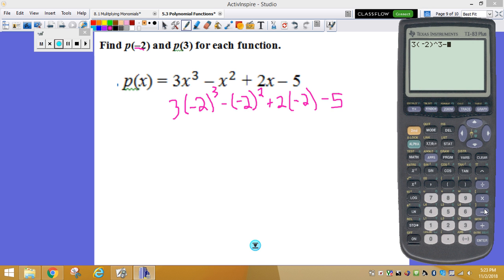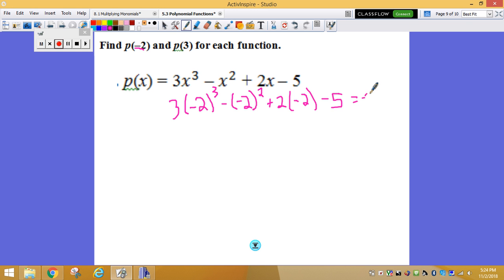Then I have a minus. I'm going to do a parentheses and do another -2, and that one's raised to the second. And then I got plus 2 in another parentheses, and I got a negative 2. There was no exponent on that one. And then I'm going to end with a minus 5. And I get negative 37. So that is p of negative 2. That's what we got. And then it wants us to do it again, but this time do it for 3.